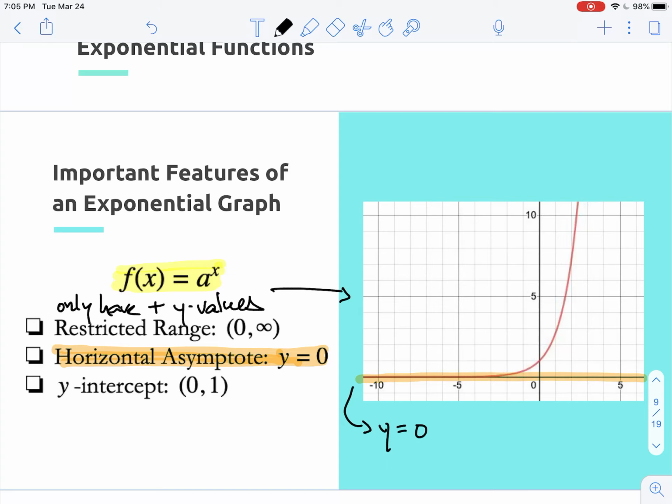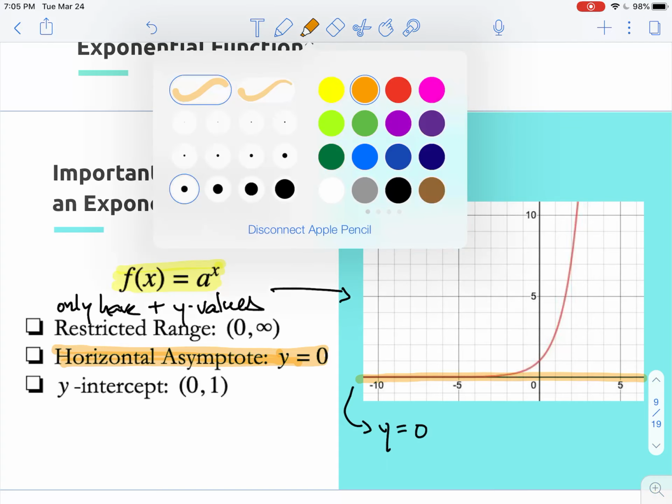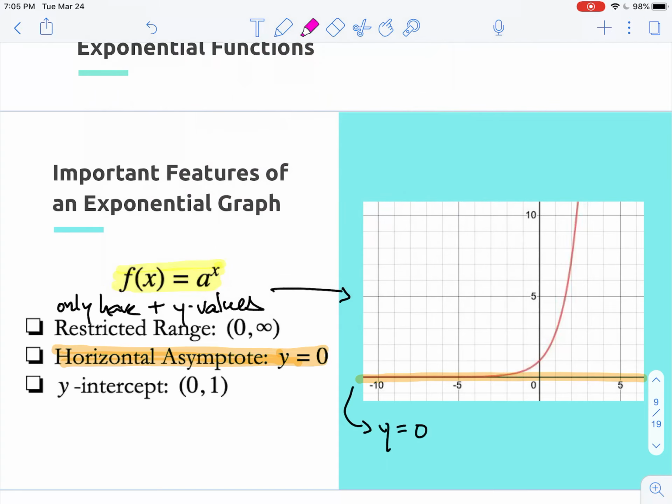And the last important feature that we've got going on here, we've got a y-intercept of 0, 1, and that corresponds to that point right there on the graph. Okay, so we're going to take a look at some ways that we can move this function around, but see what it looks like based on just the equation, okay?